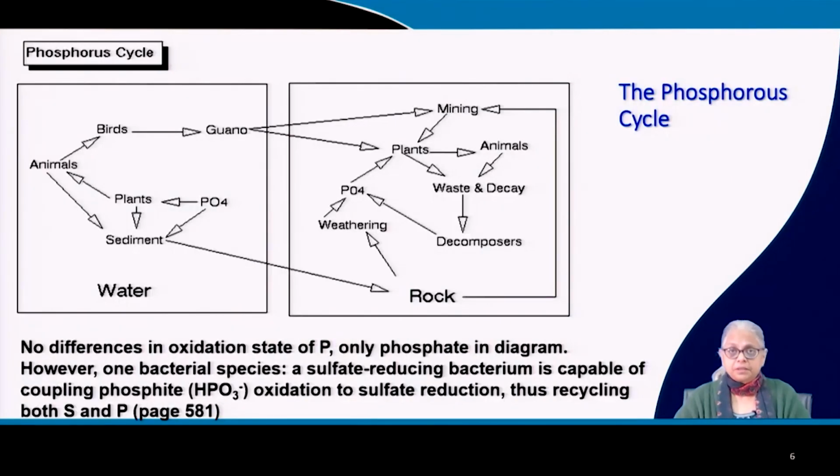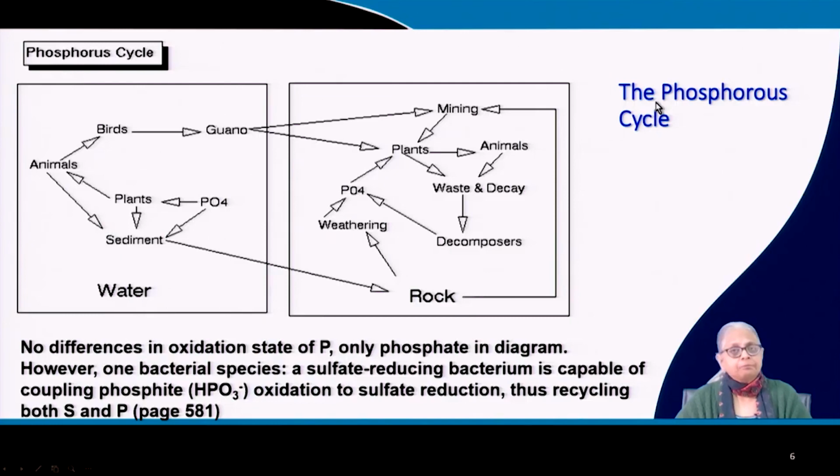Let's then come to the next essential macronutrient, and that is phosphorus. Phosphorus in general does not change its oxidation state. Unlike all the other elements, if you notice carbon, nitrogen, sulfur, all of them, the biogeochemical cycles are dependent on the change in oxidation state, and that change in oxidation state is entirely due to different species. Different bacterial species are capable of mediating these oxidation reduction reactions.